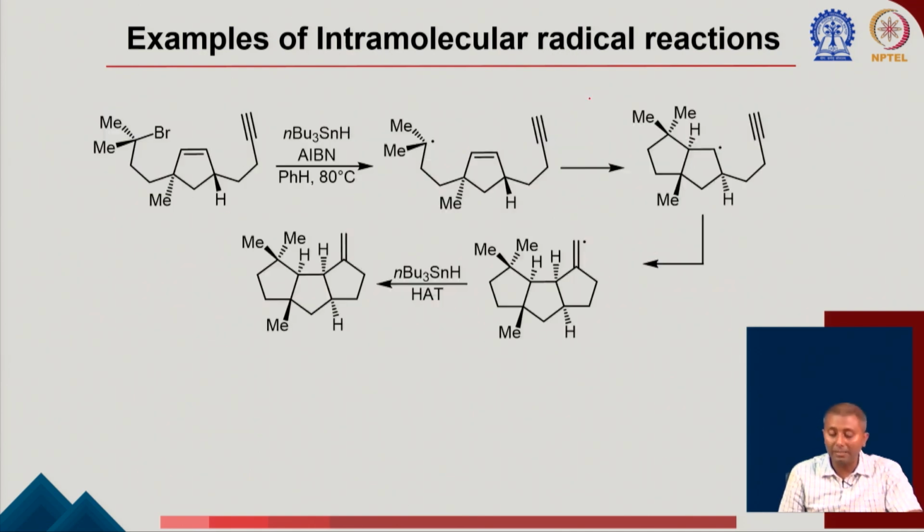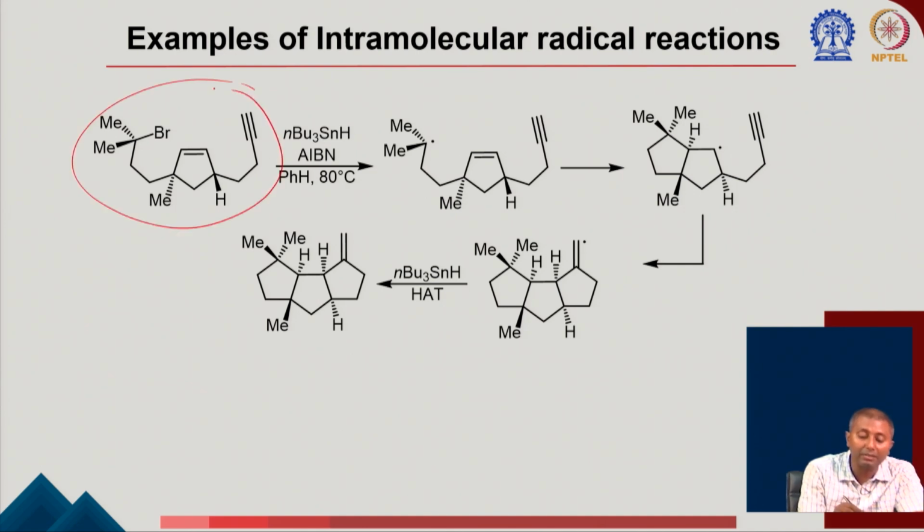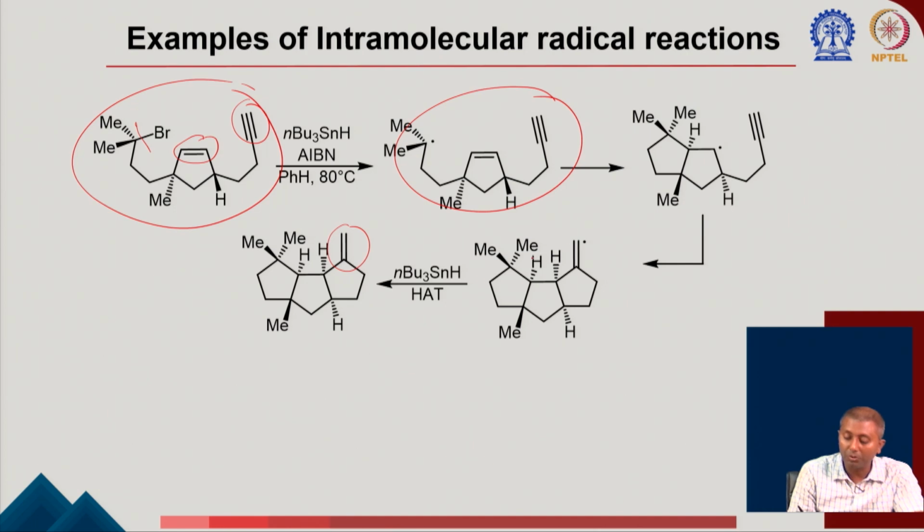Another interesting example here, this also came in an exam. You can see there is a carbon-bromine bond that is going to get cleaved to generate a radical, which is going to add here to the double bond first, and then it is going to add to the triple bond. So you can see it is first a 5-exo trig happening, then a 5-exo dig happening here to get to this compound. You can show this in the mechanism, which will finally go for a hydrogen atom transfer to get to this product.